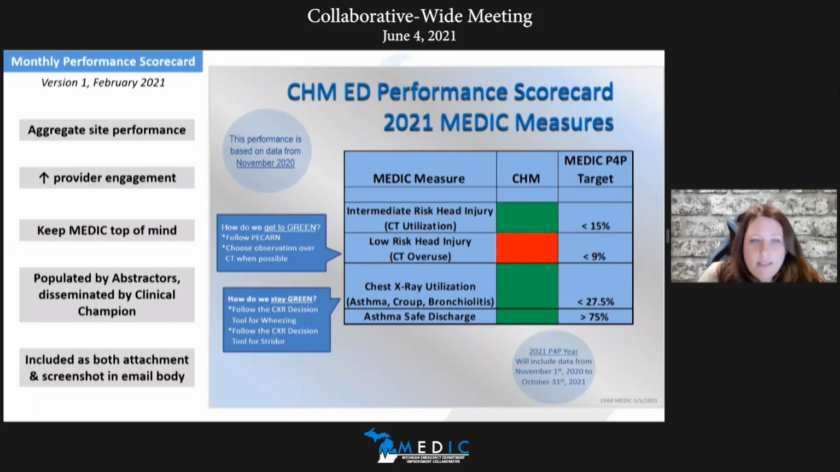We send this out monthly. I complete it after our abstraction for that given month is completed. And again, we send this via email, a provider group email, and it is included as an attachment as well as a screenshot within the body of the email so that people don't necessarily have to open that attachment.